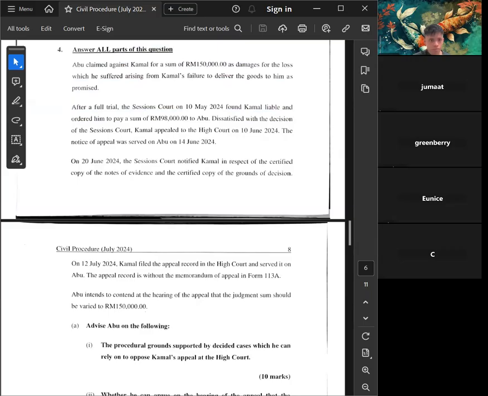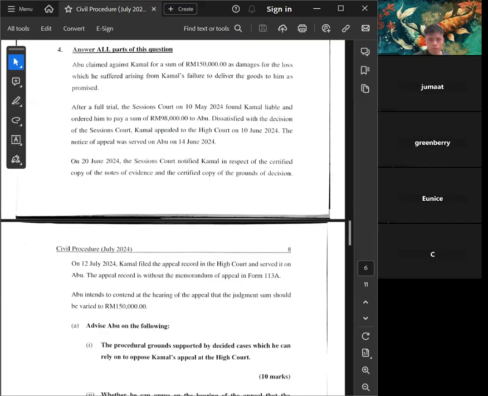All right. Okay, so as we can see, here are the hints. Today, the full trial is on this date. So he made an appeal on this date. So the time frame will be another issue.